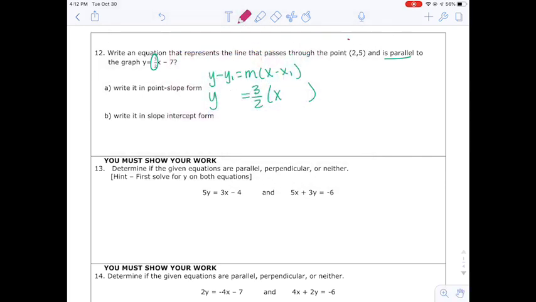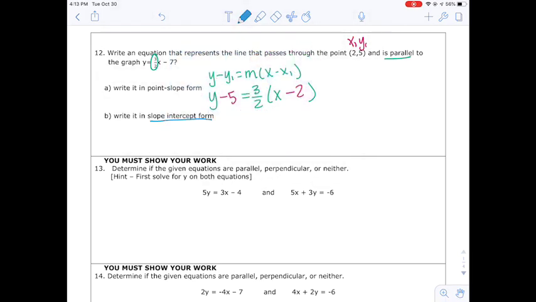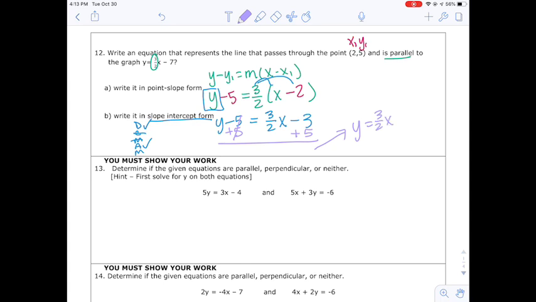And then my point is (2, 5). So minus 2 and minus 5. Then they ask us to put it into slope-intercept form. So that's where we solve for y. In order to solve for y, I need to distribute 3/2 times x, 3/2 times -2, and then add or subtract the 5. In this case, I'm going to add the 5 to get away from y. So y equals 3/2 x plus 2 is my answer in slope-intercept form.